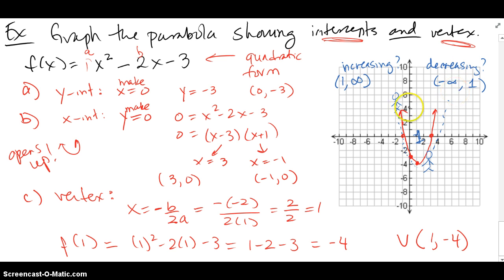So increase and decrease just simply says left to right, just walk through your graph up until your vertex, in this case you're decreasing. Always pull the x-coordinate of your vertex, and then from your vertex on you're going to be increasing. So increasing from 1 all the way to the right, and decreasing from negative infinity all the way to the left up to 1.